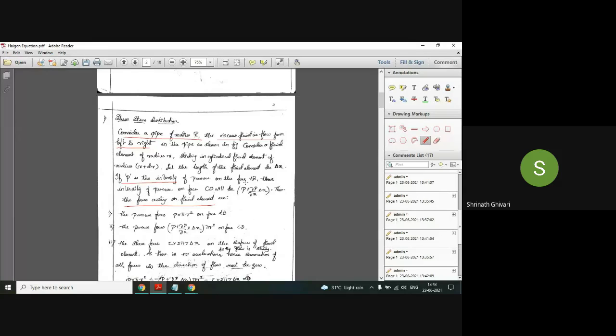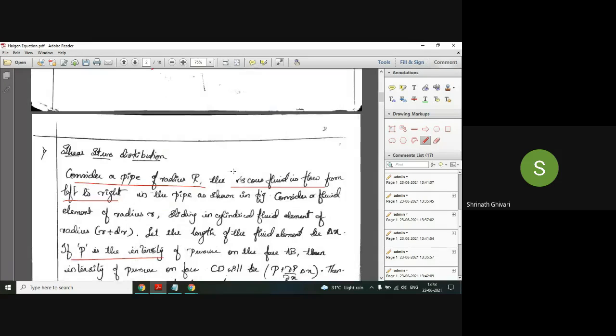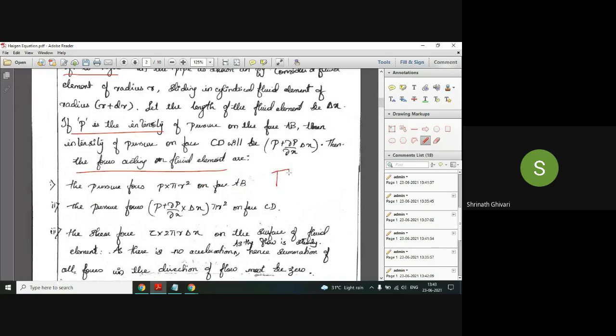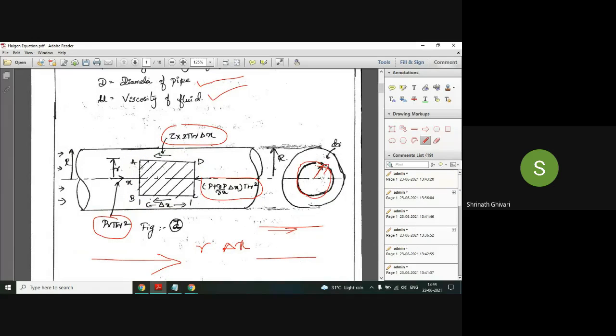As this is the pressure force, pressure equals force by area. Therefore, force equals pressure into area. So what is the pressure force acting on the face AB? The force acting on face AB will be P into pi r square.